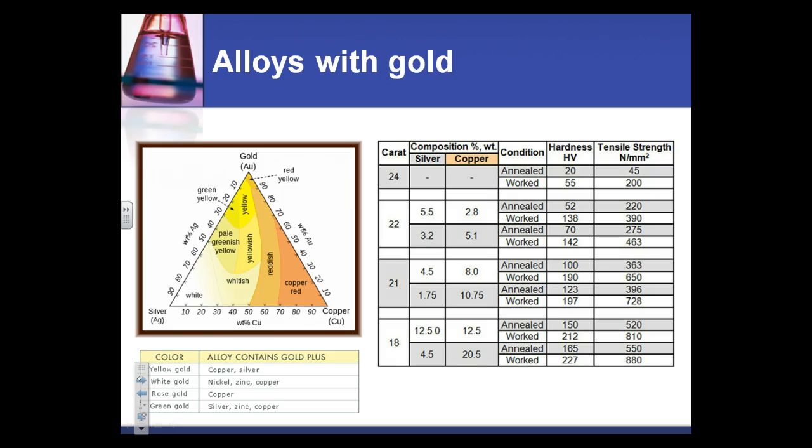There's also green gold, which has silver, zinc, and copper mixed in there, and so you can kind of see with this triangular graph the different mixtures of copper, silver, and gold that we have.